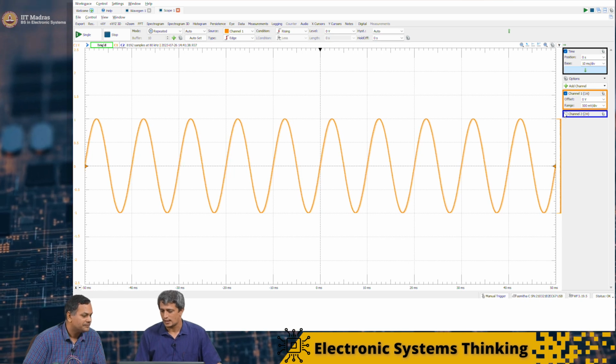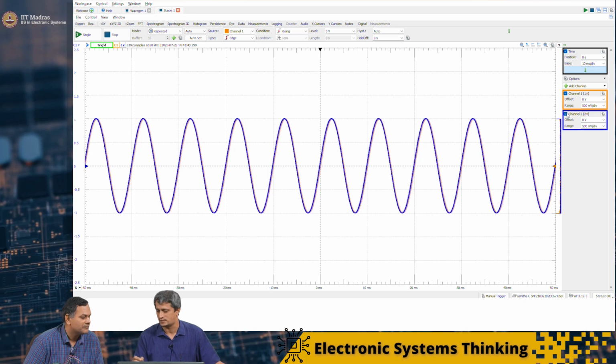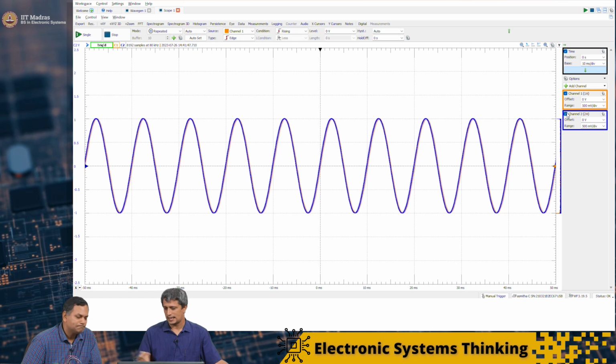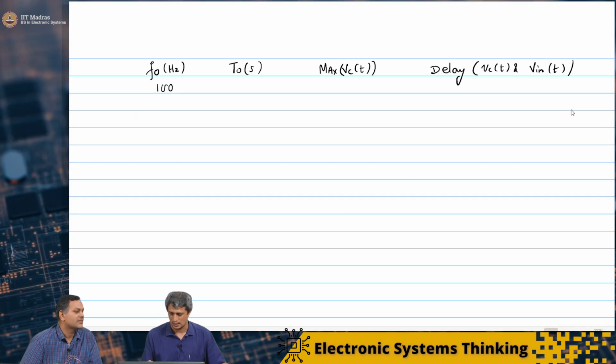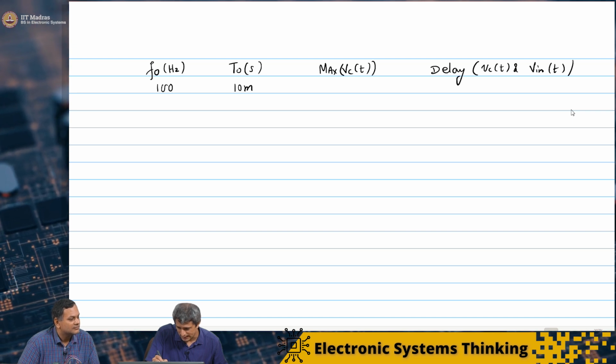And you see that both of them are almost in phase. They have the same amplitude. They also seem to be right on top of each other, and they're therefore following each other exactly. So therefore, this is what? This is 10 milliseconds.